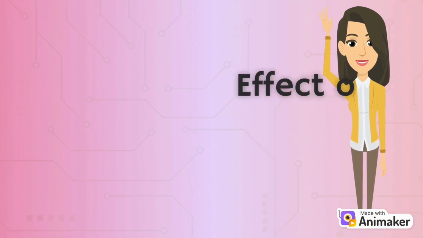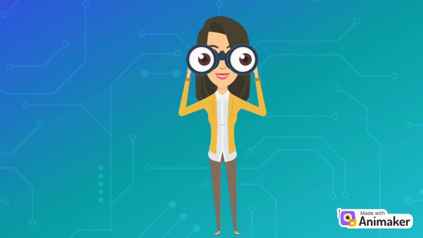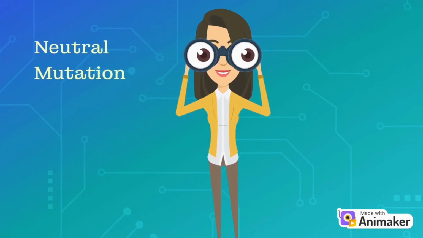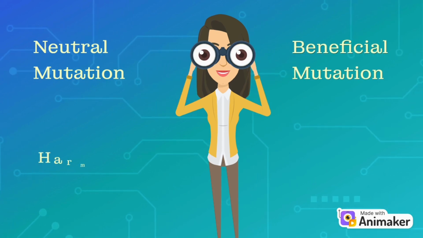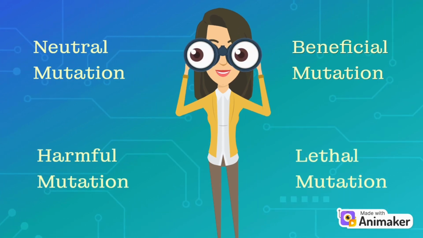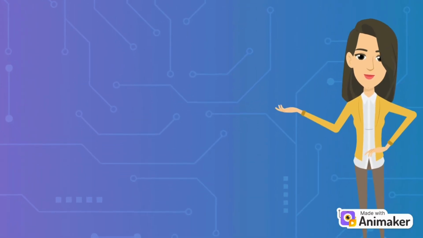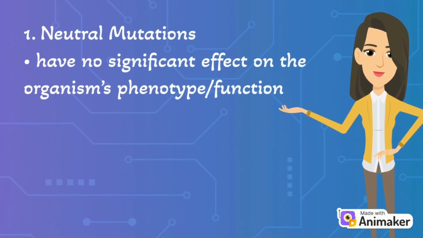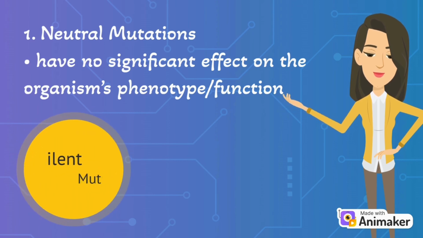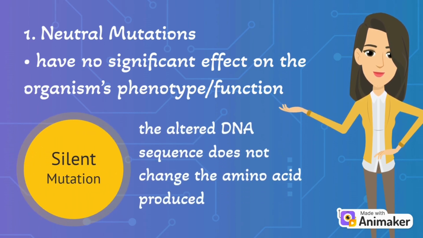I would like to talk about effective mutation. There are 4 types of gene mutation: neutral mutation, beneficial mutation, harmful mutation, and lethal mutation. The first type of mutation is neutral mutation. Neutral mutations have no significant effect on the organism's phenotype or its function. For example, in a silent mutation, the altered DNA sequence does not change the amino acid produced.